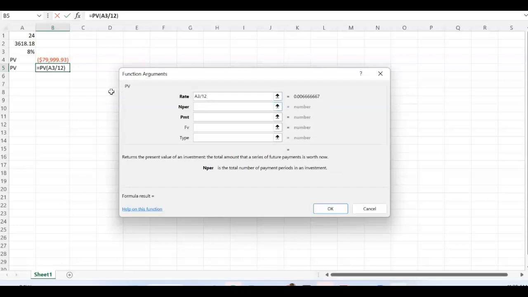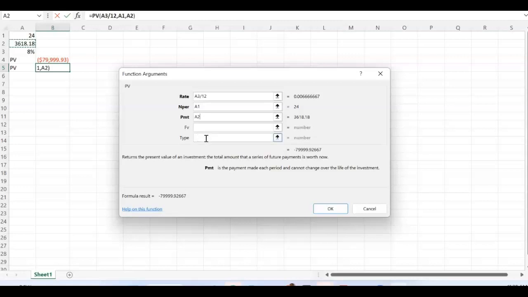What is the monthly payment? Equals to 3,618. Sorry, no. What is the number of period? Is 24. What is payment? 3,618, right? And here you leave it blank, the type.